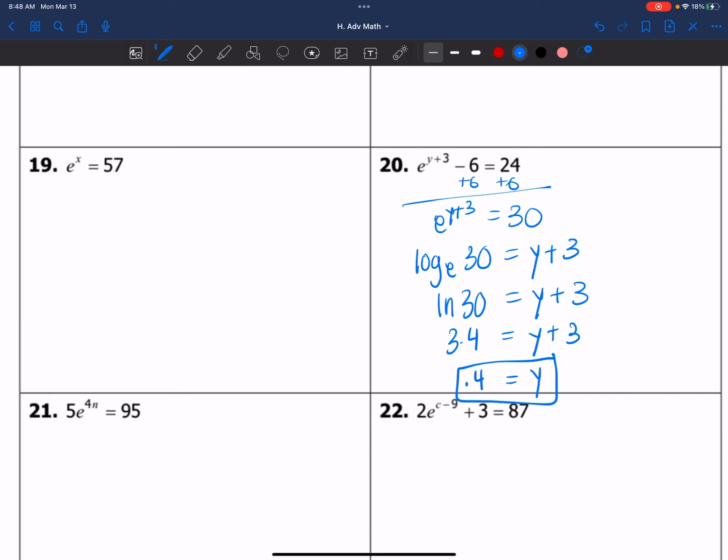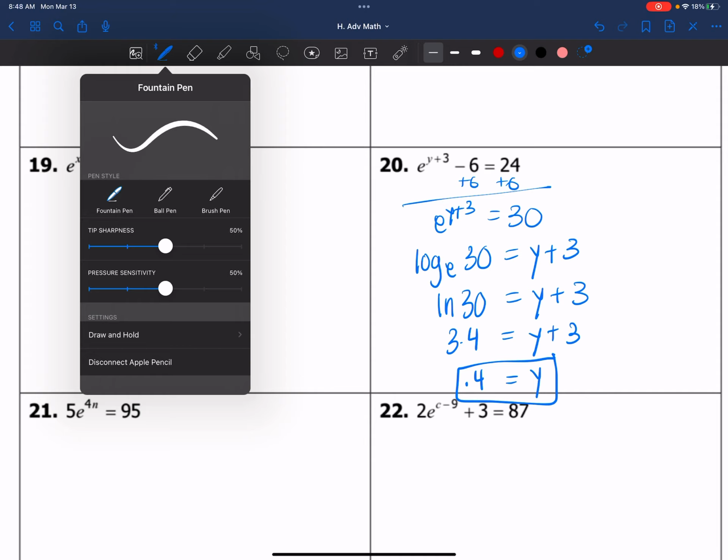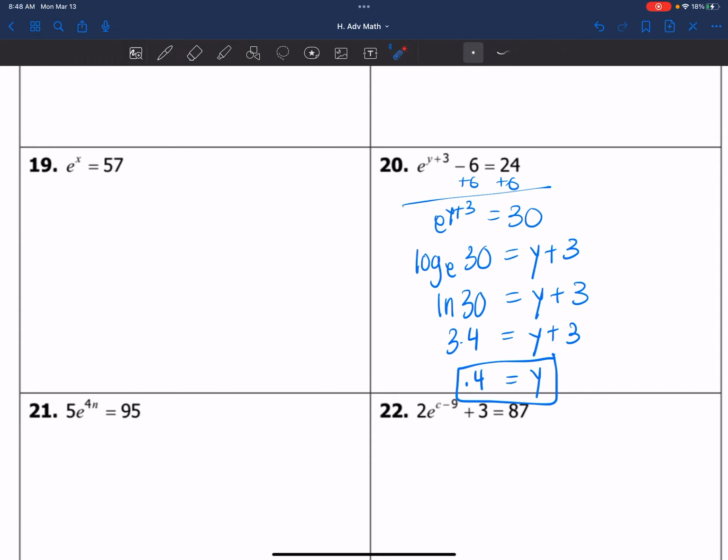You do need to check it. If I substitute in 0.4 right here, this would be 0.4 plus 3, which is about 3.4. Obviously, you can take e to that exponent. It all works. So this is a true solution.